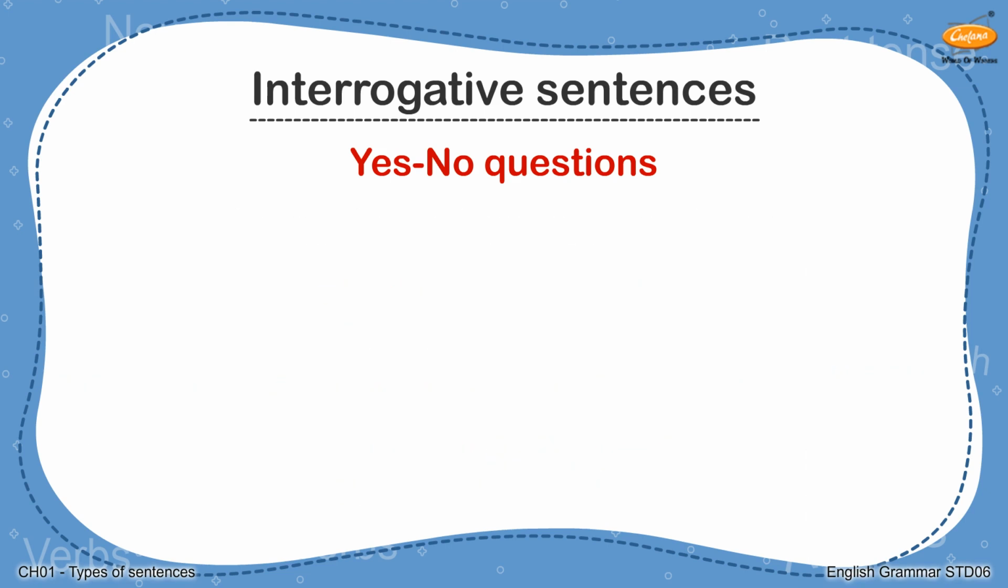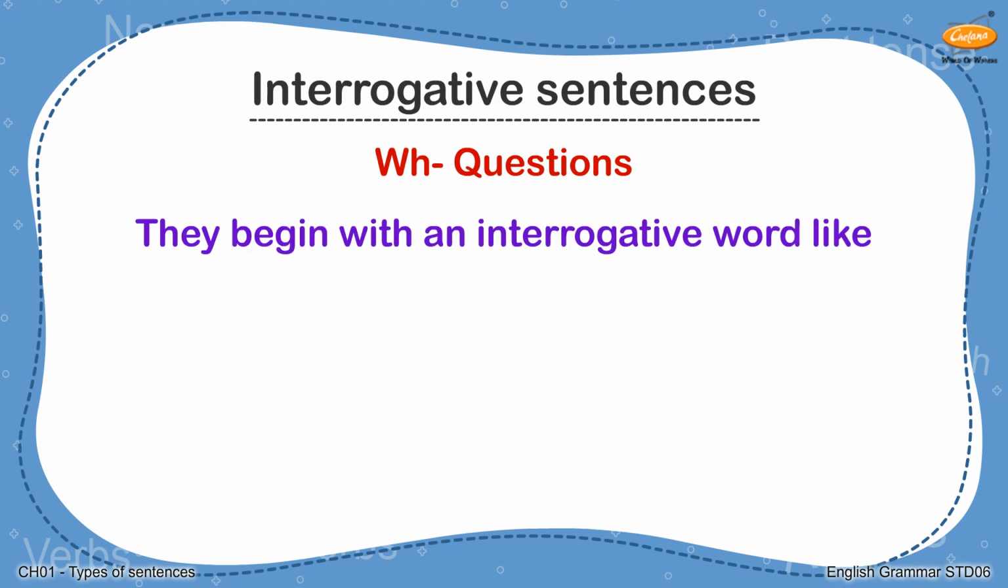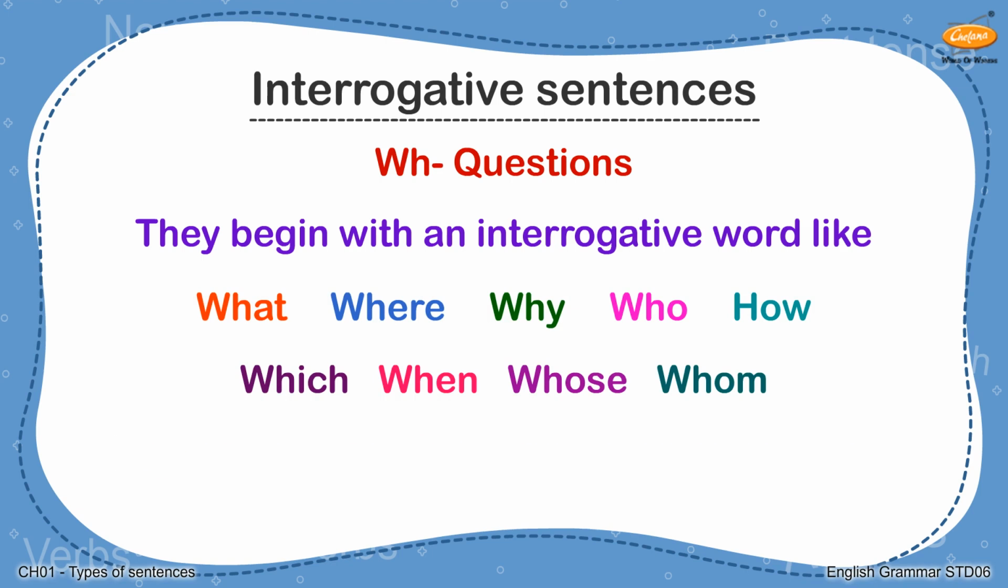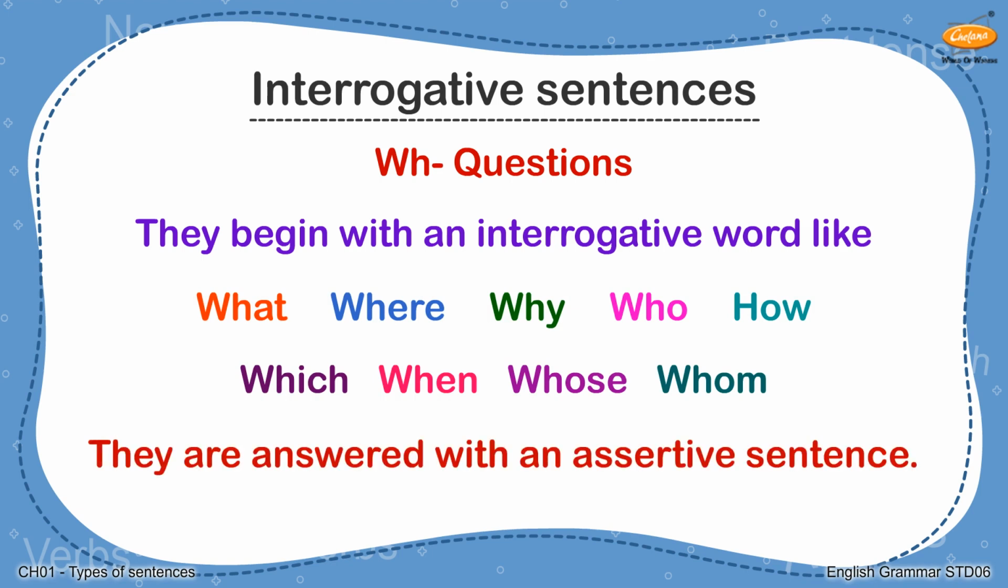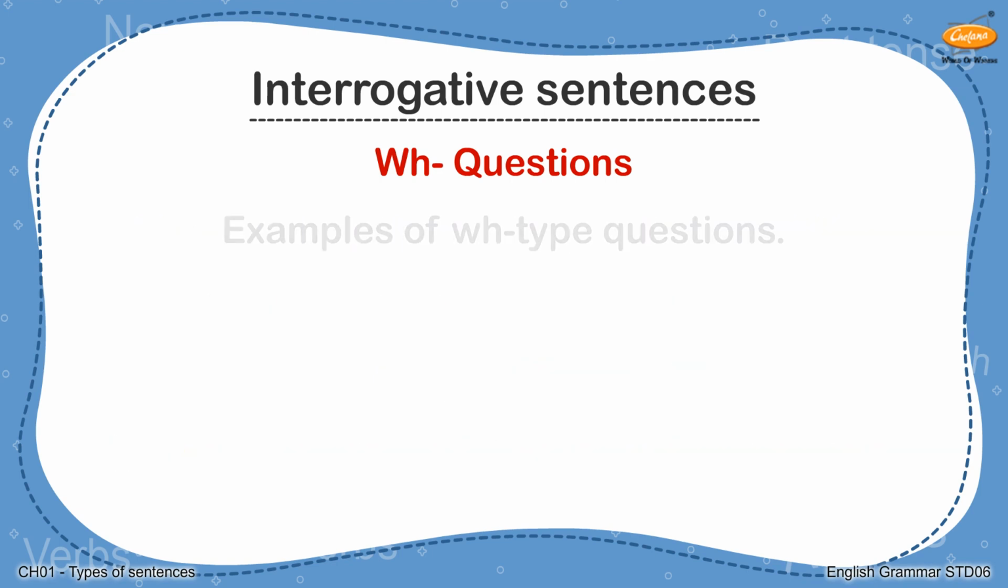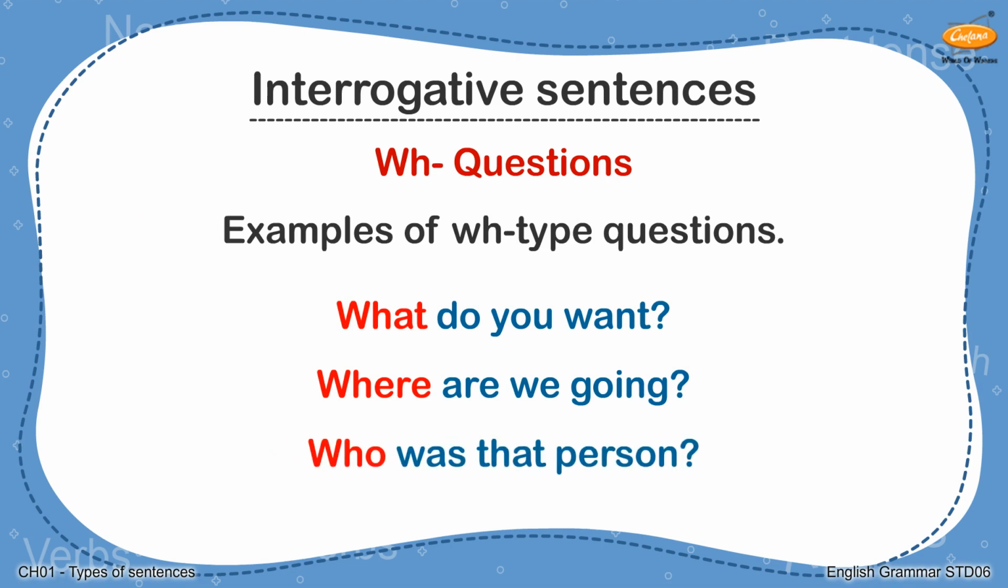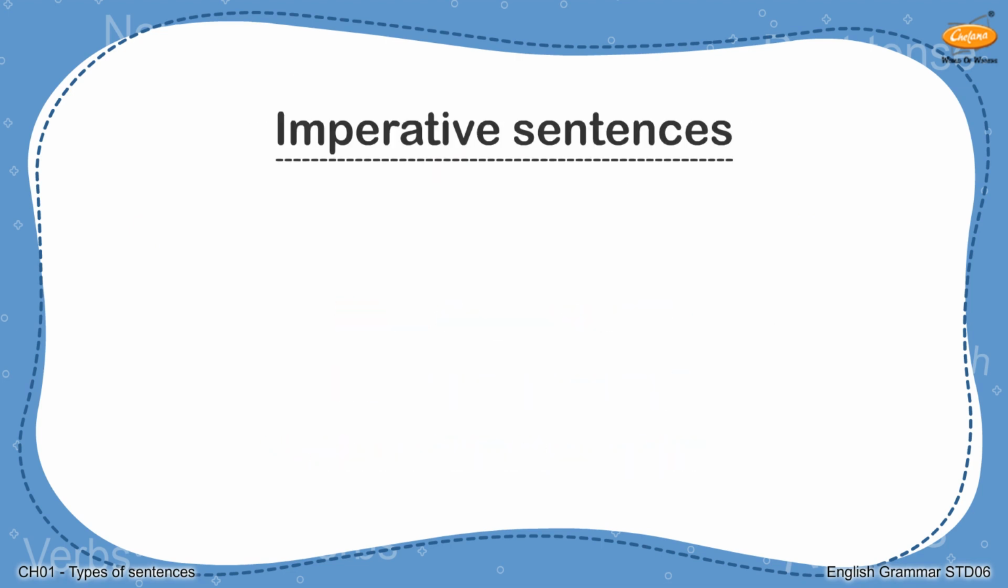The other type of interrogative sentence is the WH question. These are sentences that begin with an interrogative word such as what, where, why, who, how, which, when, whose, and whom. These are questions which can be answered with an assertive sentence. Let us see some examples of WH-type questions. What do you want? Where are we going? Who was that person? Now let us look at imperative sentences.